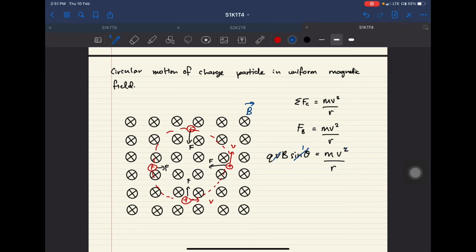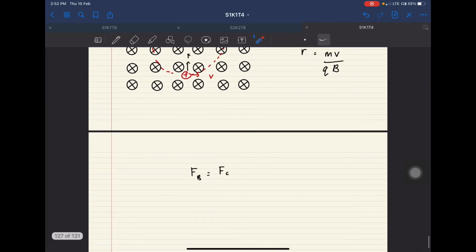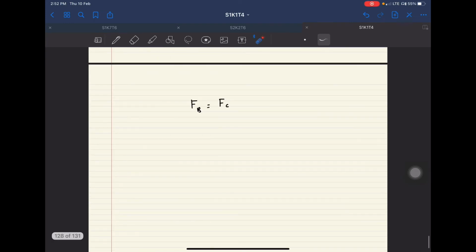I cancel out one of the V's. I can write this in terms of r equals mv over qB. So if they ask you to find the radius, you can use this formula and then solve it. Here m represents the mass of the charge. If it is an electron, you have to use the mass of the electron. If it's some different charge, use that value. And q is the charge. This one we already discussed up there, so no need.